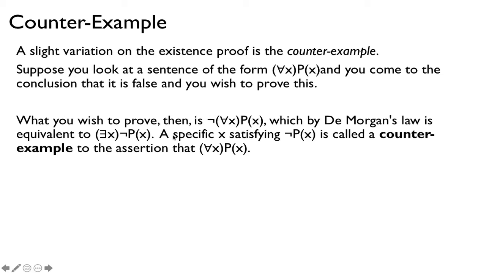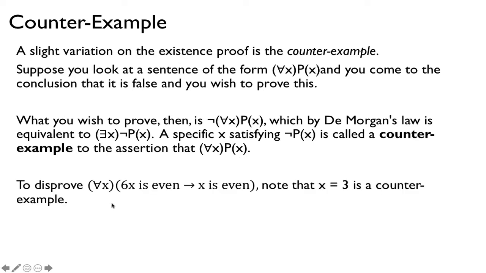We saw this in first order logic. So this is equivalent to there's an x such that P is not true, right? In other words, if it's not true that for all x P of x, then certainly there's one x so that P of x is not true. And so finding a specific x satisfying not P of x is called a counterexample. And this is a counterexample to the assertion that for all x P of x.